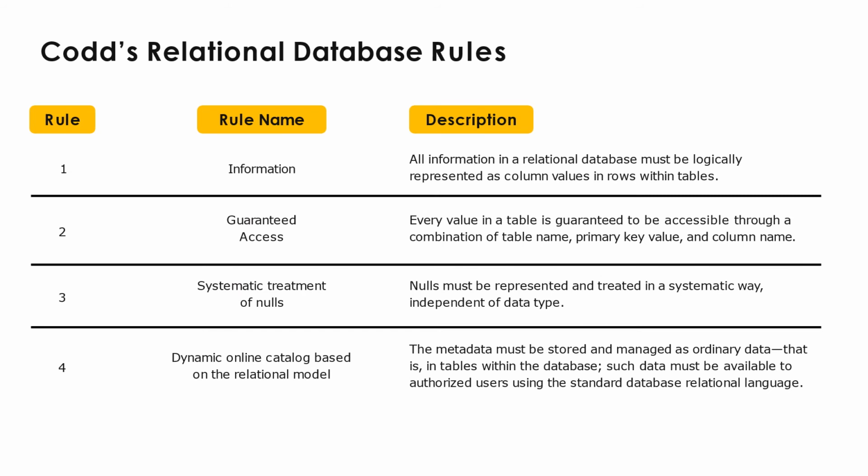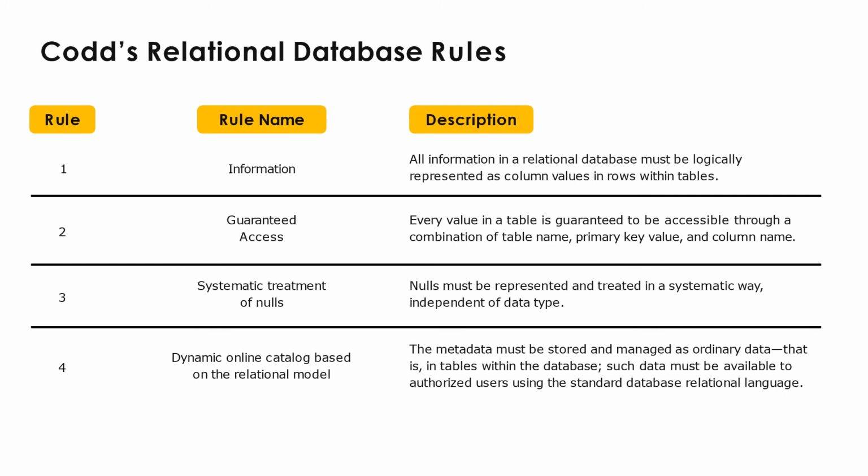And lastly, we're going to discuss the Codd relational database rules. Rule number 1 is about information. All information in a relational database must be logically represented as column values and rows within tables. Rule number 2, guaranteed access. Every value in a table is guaranteed to be accessible through a combination of table name, primary key value, and column name. Rule number 3, systematic treatment of nulls.